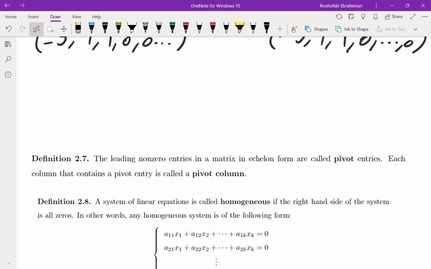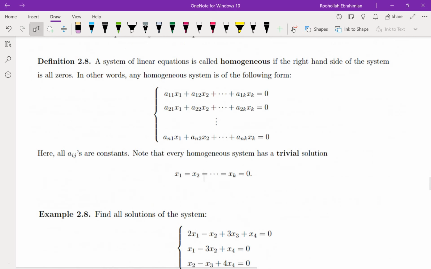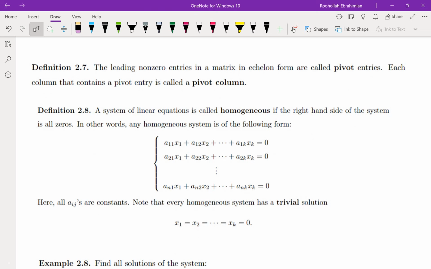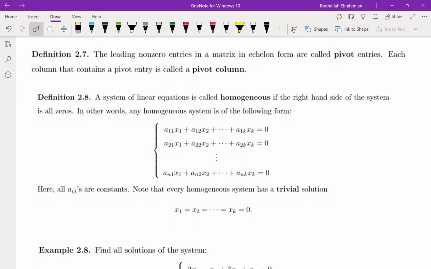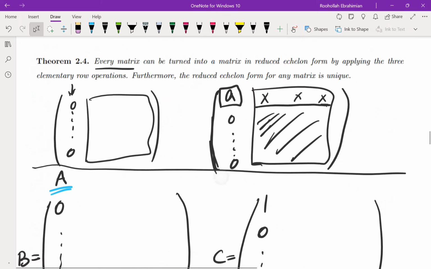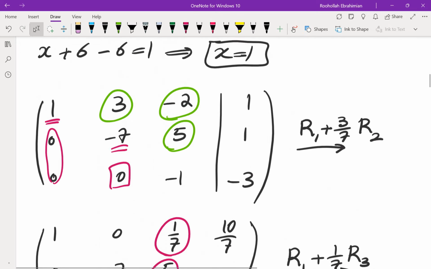Okay, so this is good. So now we get to do a very important theorem, but I'm going to show you with an example how that theorem is proved. Okay, so first a couple of definitions. The leading non-zero entries in a matrix in echelon form are called pivot entries. Each column that contains a pivot entry is called a pivot column. So for example, in the example that we had, 3 pivot entries.